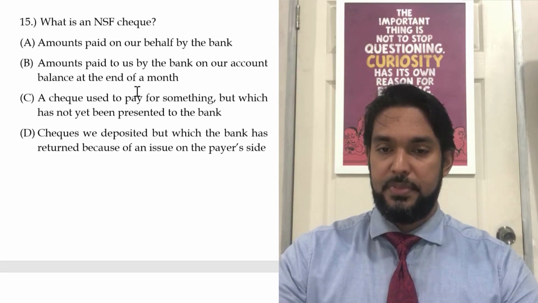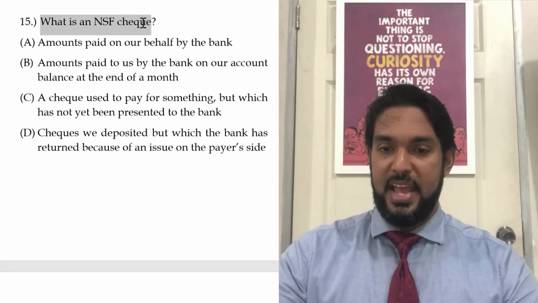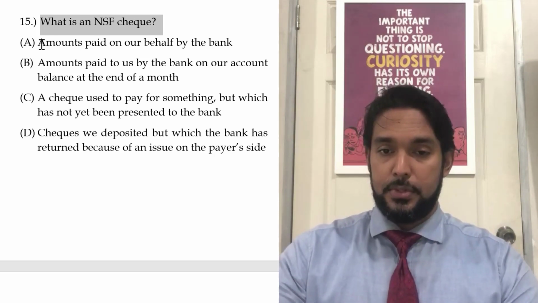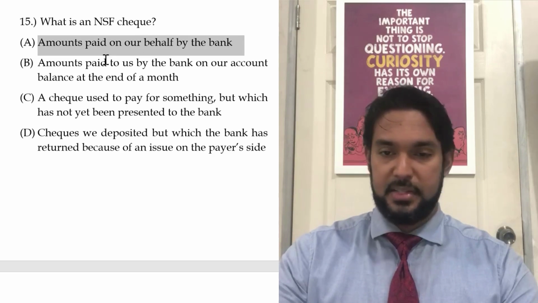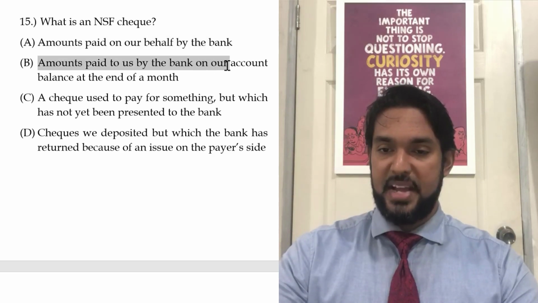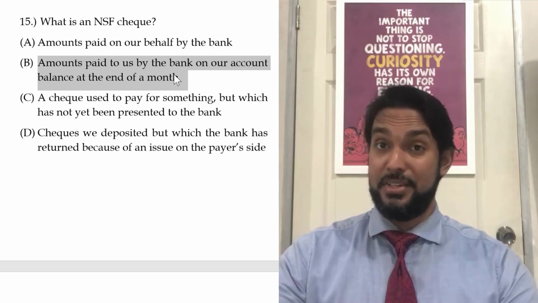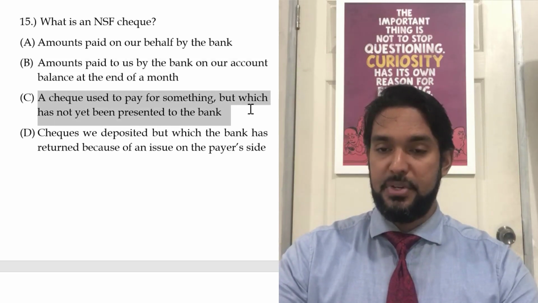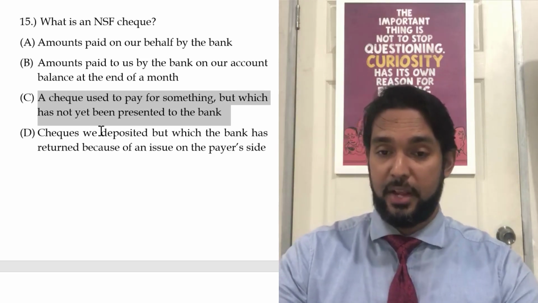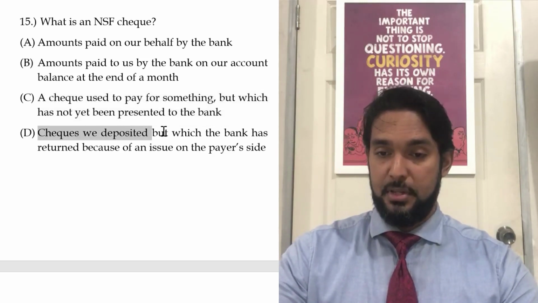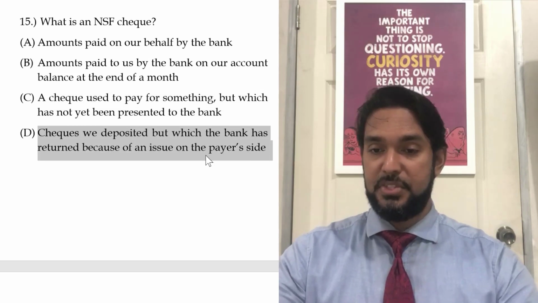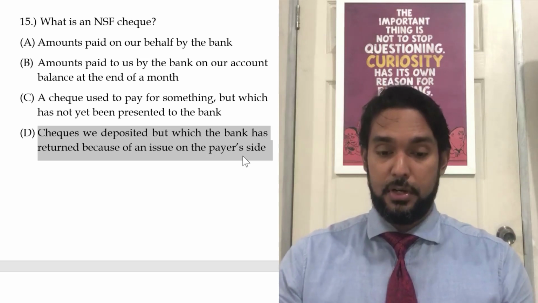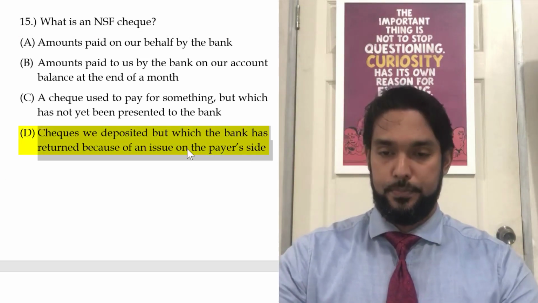Let's go. Number 15, halfway there. What is an NSF check? NSF stands for not sufficient funds. So amounts paid on our behalf by the bank, standing order. Amounts paid to us by the bank on our account balance at the end of the month, that's interest received. A check used to pay for something but which has not yet been presented to the bank, that is unpresented checks. Checks we deposited but which the bank has returned because of an issue on the payer's side. Well, that should really say because the payer does not have sufficient funds in his or her account. But we'll leave it for now.